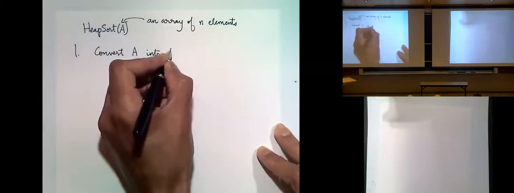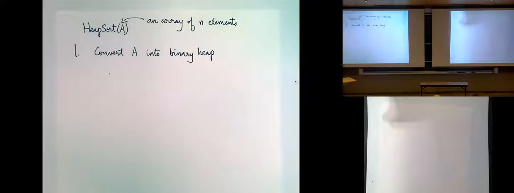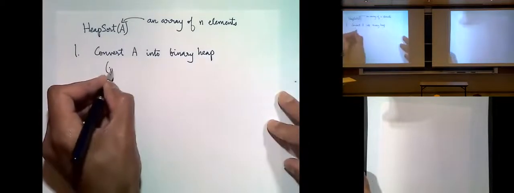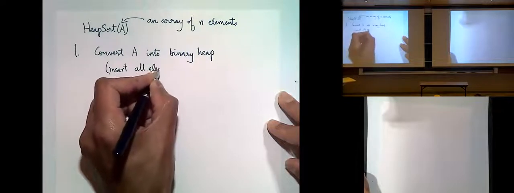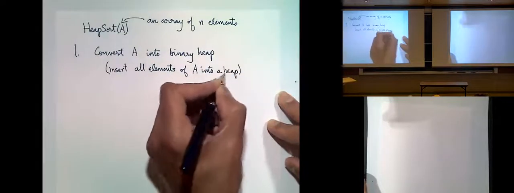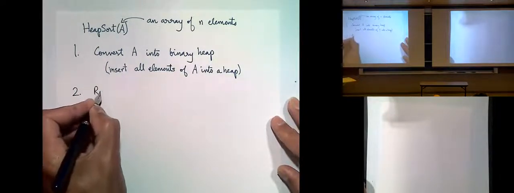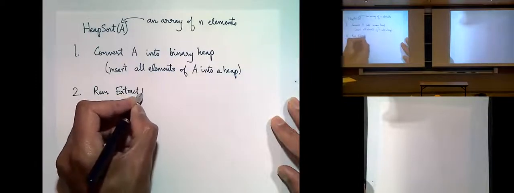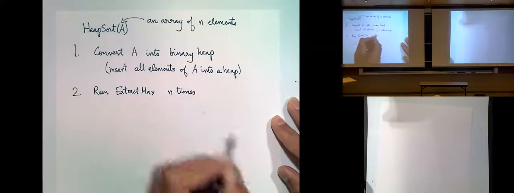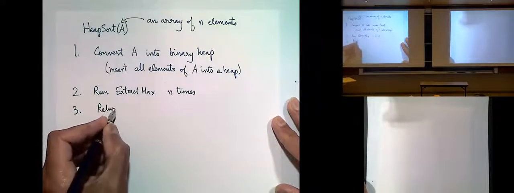So the first thing we'll do is convert A into a binary heap. What does that mean? It means that initially the heap property isn't maintained anywhere. It's just an array. We'll convert that into a binary heap. How can you do that? You could just insert all the elements of A into a heap, one by one. I'll show you a better way of doing it, but you could just insert all the elements. Then you simply run ExtractMax n times. And then you could just return the array A.